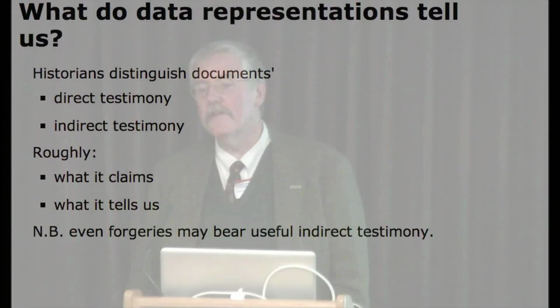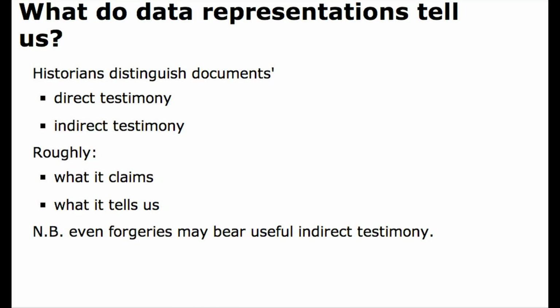Historians have, for a long time, distinguished what they call the direct testimony of a document from the indirect testimony of the document. Perhaps the easiest way to make this clear is to ask yourself, what use is the document to us once we know it is a forgery? Well, as regards the direct testimony of the document, it's completely useless. The donation of Constantine does not tell us anything about what Constantine did to establish what became the Papal States. And it's worthless from that point of view.